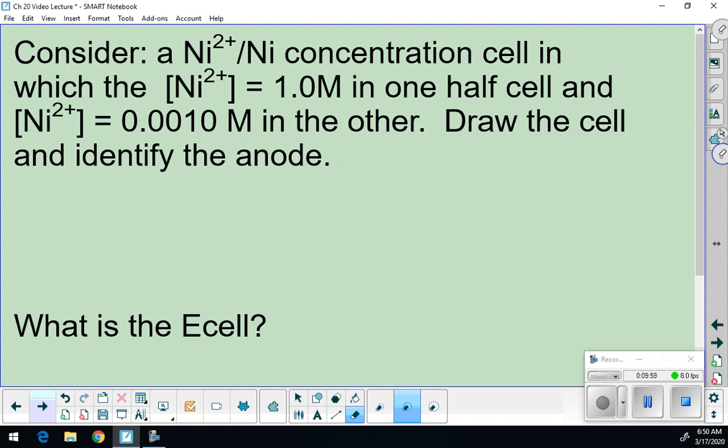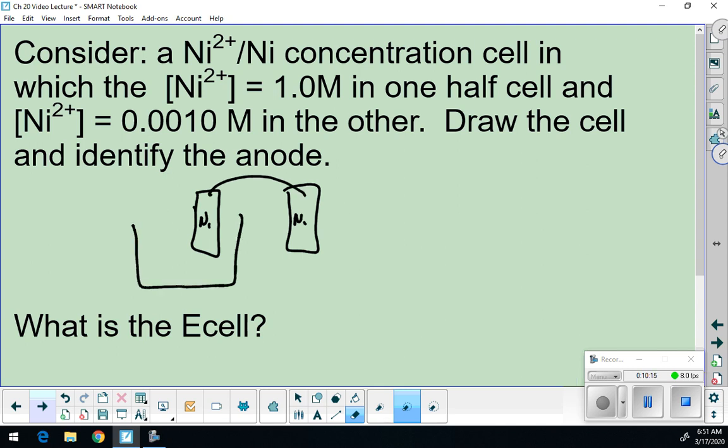So I'm going to draw the cell. Are you ready? You guys draw the cell first, and I'll come back and help you. Okay, you guys are done. So I'd have a nickel electrode, and I'd have a nickel electrode. I'm going to connect those with a wire. I'm going to put them in some nickel 2 solution.